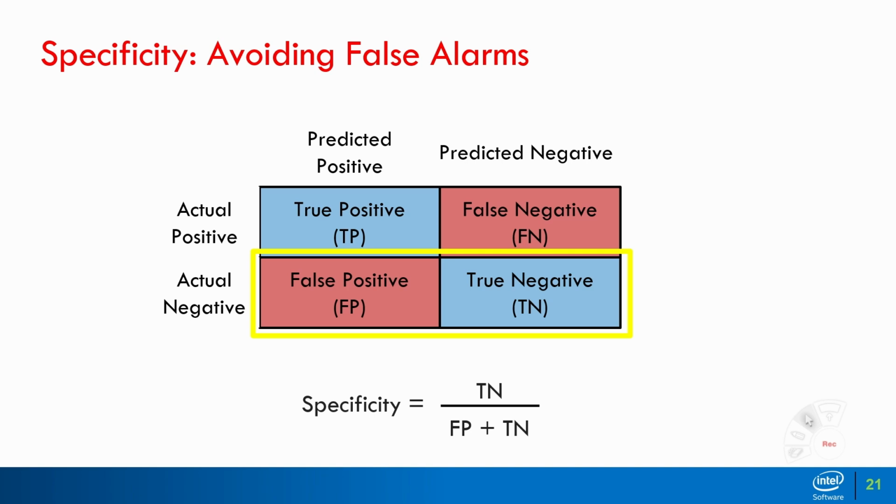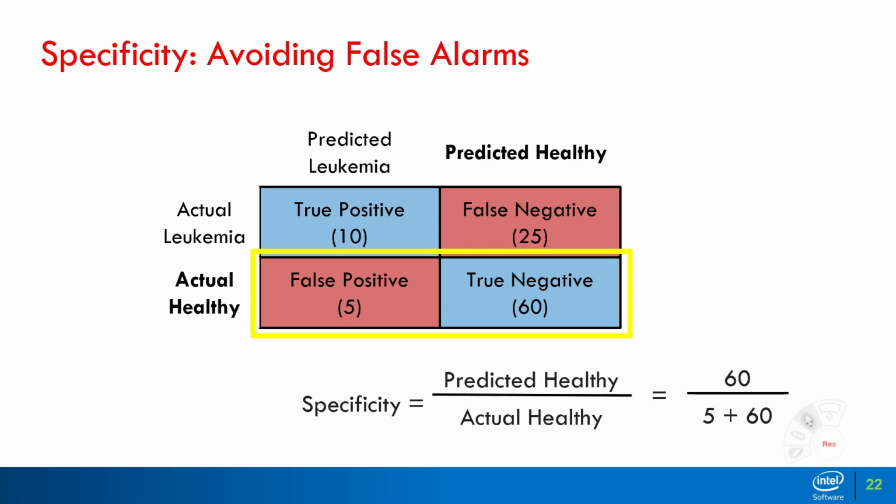Specificity measures the proportion of all the actual negatives that were correctly predicted. In the leukemia problem, it means how correctly the healthy patients are predicted. Of the 65 healthy cases, 60 cases are correctly predicted. Then the specificity is 60 over 65.